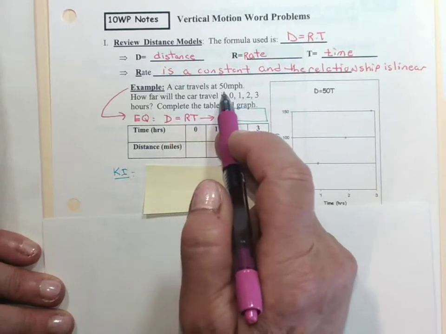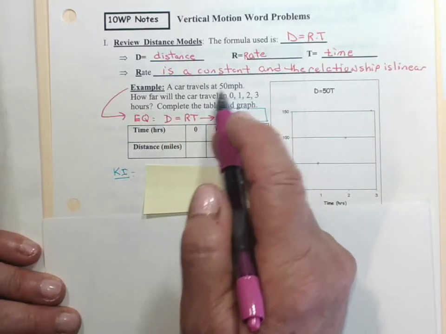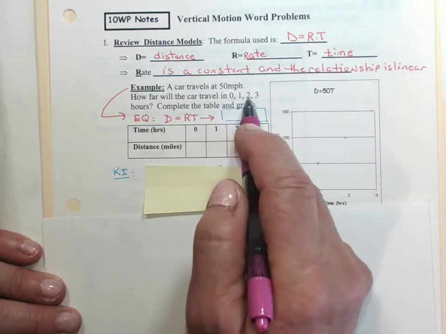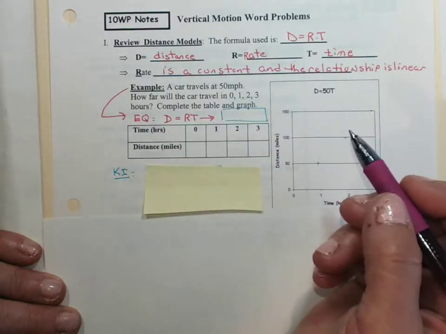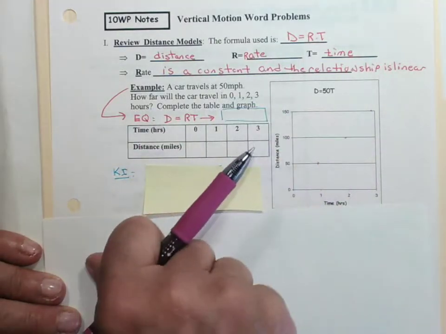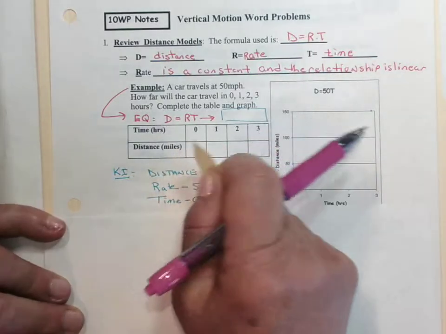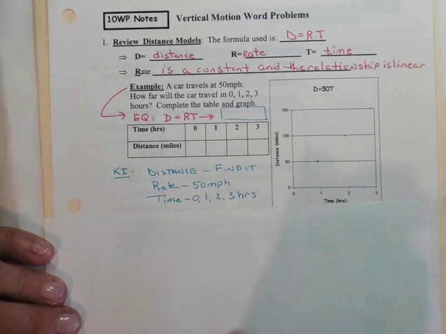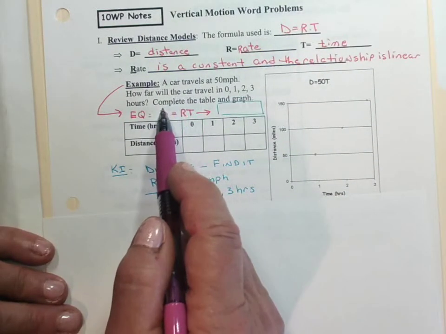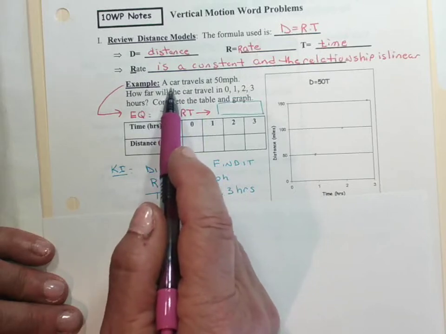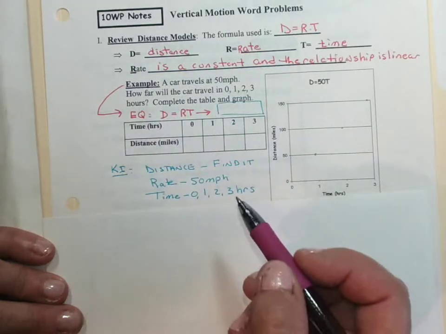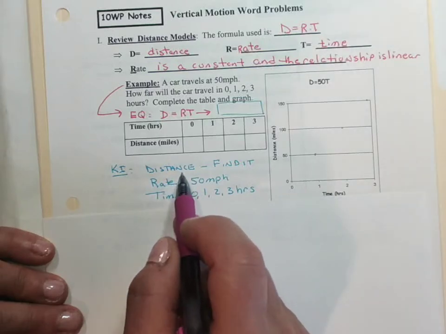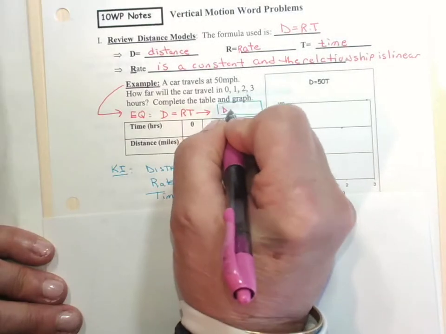A car travels at 50 miles per hour. How far will the car travel in 0, 1, 2, 3 hours? Complete the table and graph. So we're going to go back to talking about key information. Here we want to find out how far the car travels. So that's what we're looking for. We're looking for the distance, which we don't know.